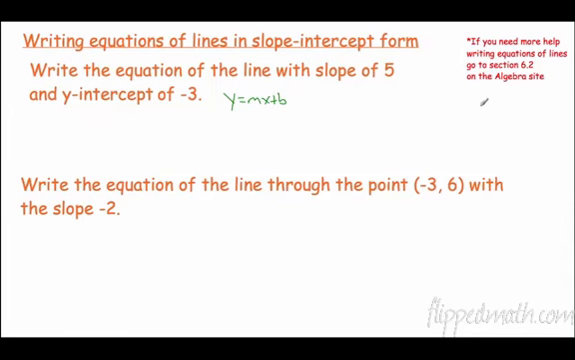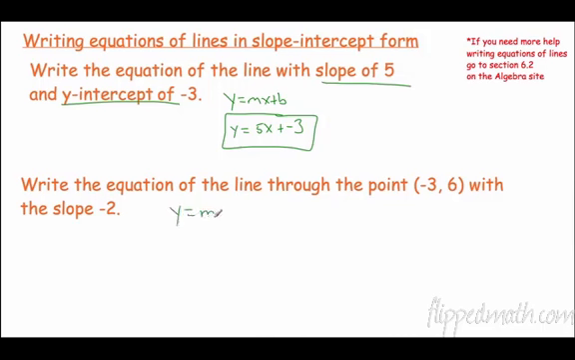And again, I know this is quick, so if you need extra help, go to 6.2. So write the equation of the line with slope 5, so instead of m, I'm going to put 5. Instead of my intercept, instead of b, I'm going to put negative 3. Now that one's not so hard because it gives you the y-intercept and it gives you the slope. But let's move down here. It's not that easy, but we do it the same way.